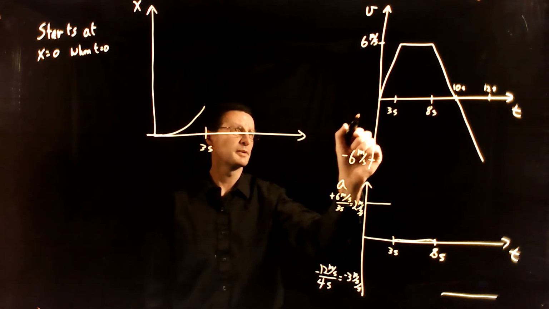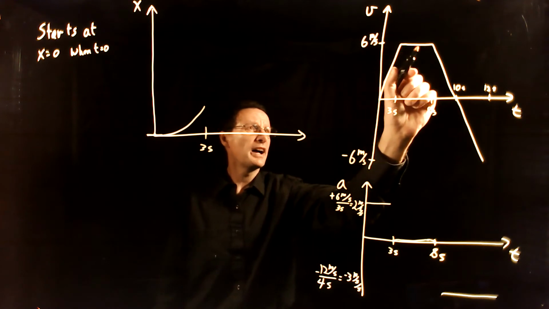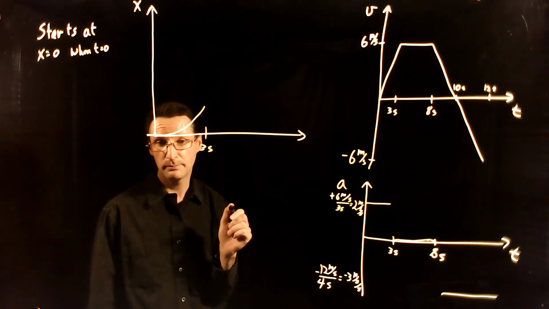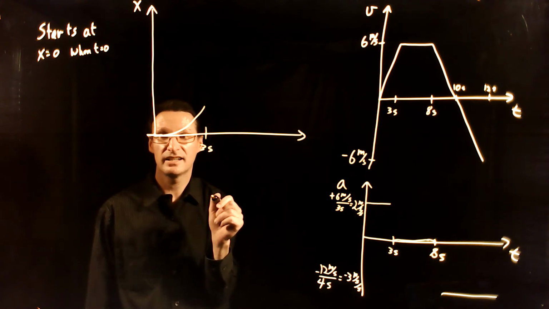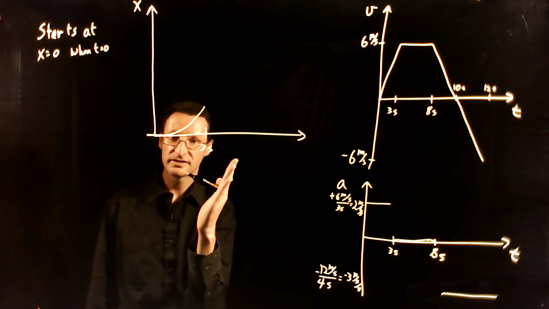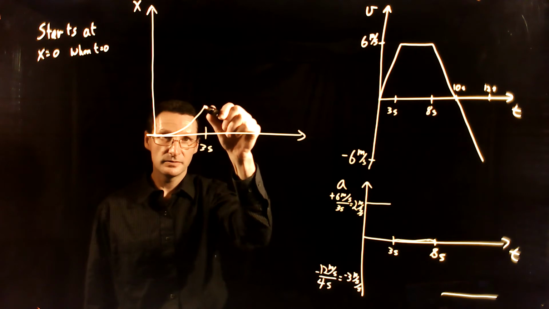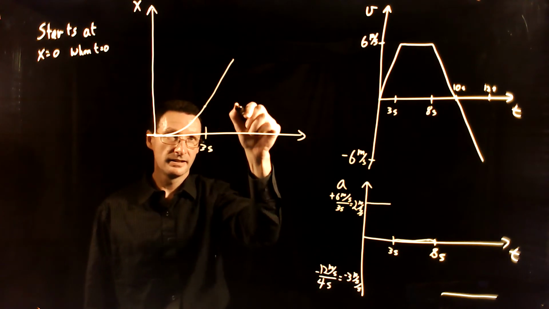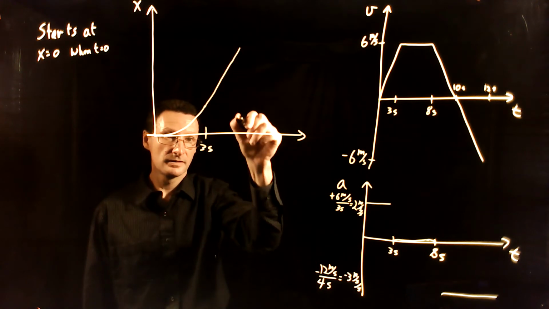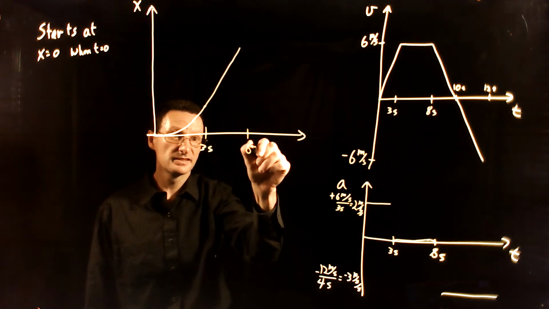So it's getting steeper. And then the value here is constant and positive. So my slope here needs to be positive and constant. Constant slope is a straight line. So I need to make the slope here like that. It keeps going like that until about 8 seconds.